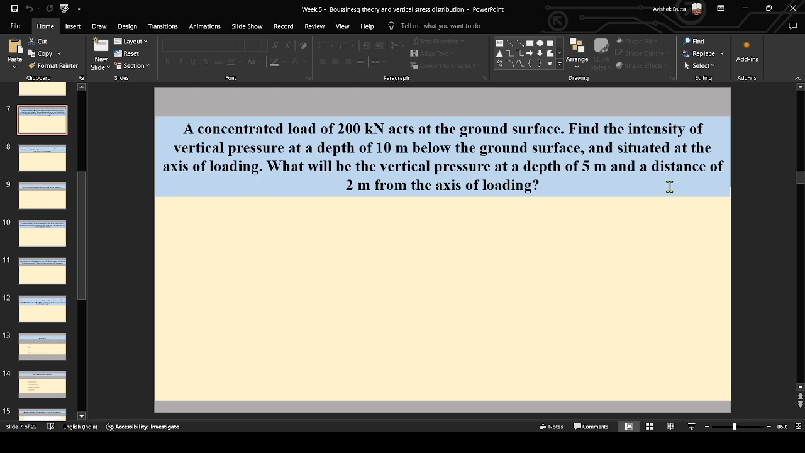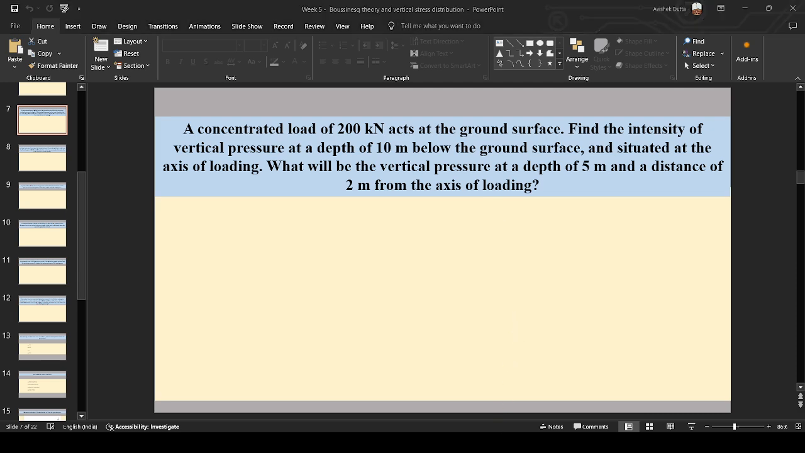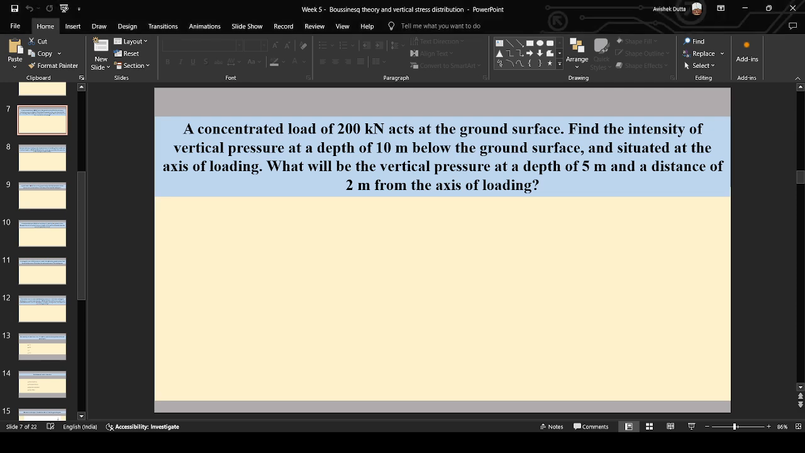I'll repeat the question. A concentrated load of 200 kilonewton acts at the ground surface. Find the intensity of vertical pressure at a depth of 10 meter below the ground surface and situated at the axis of loading. What will be the vertical pressure at a depth of 5 meter and a distance of 2 meter from the axis of loading? I hope the question was clear. I will go to the next question now.